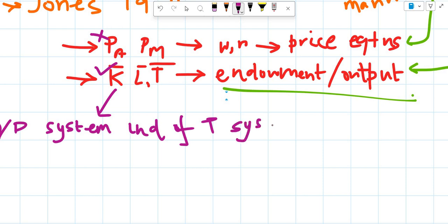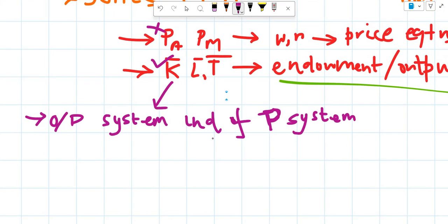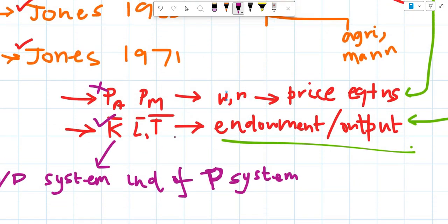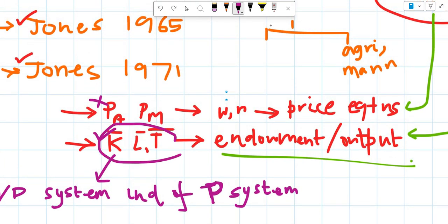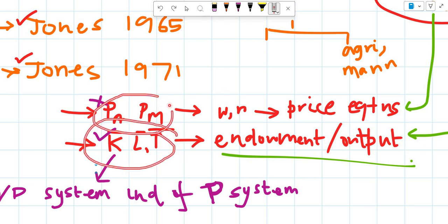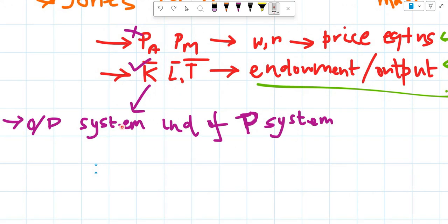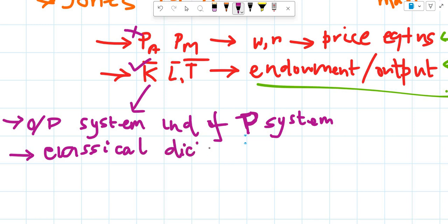Isn't this similar to the classical dichotomy that we considered? The output system is independent of the price system. This system is independent of this system. So the output system is independent of the price system. You can understand that this idea is similar to the classical dichotomy issue.